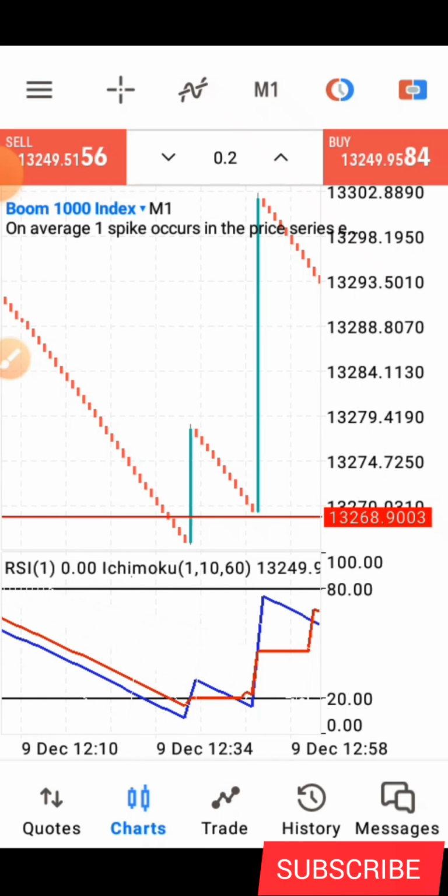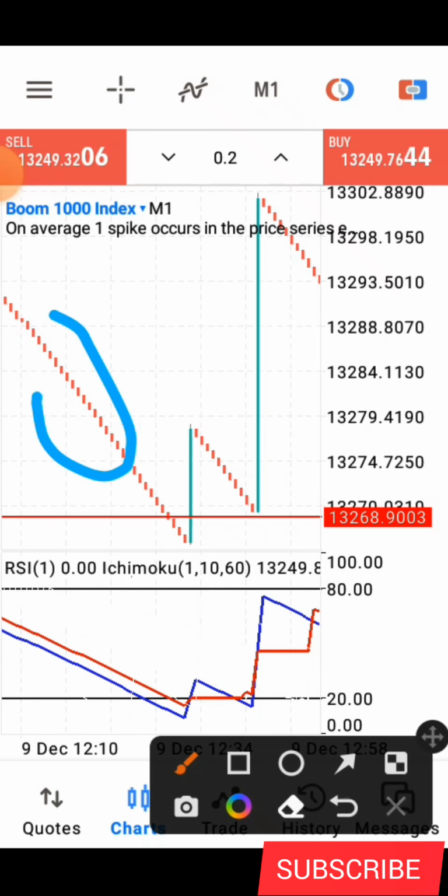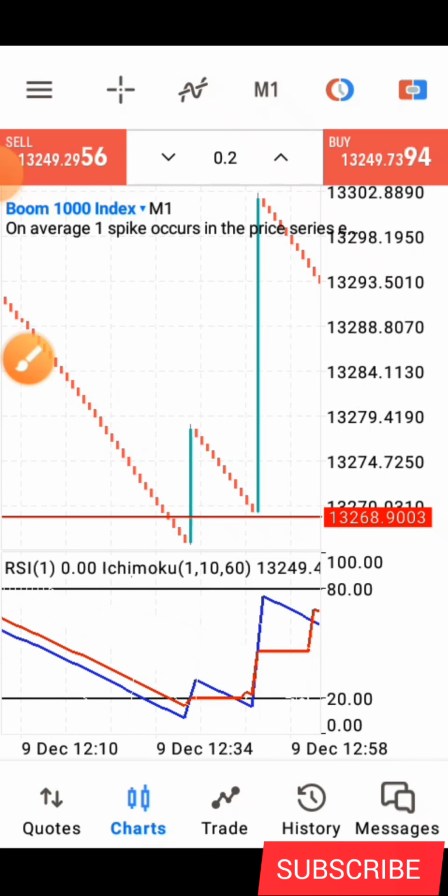So I want you to go out and test this strategy for yourself. You need to test this strategy and see if it's working for you. You can either use it to catch spikes or you can trade the small ticks here. So it works both ways. Just test it out for yourself. Don't just take my word for it. So that is pretty much everything on this one, guys.